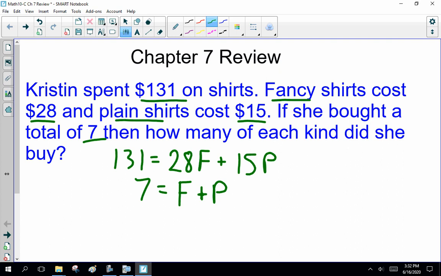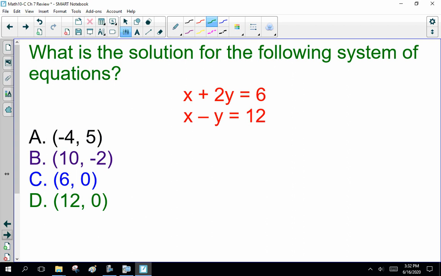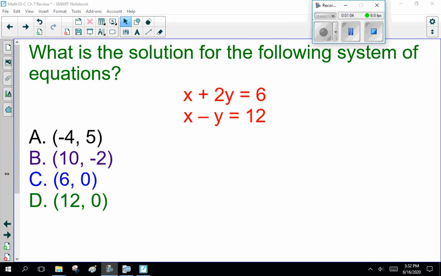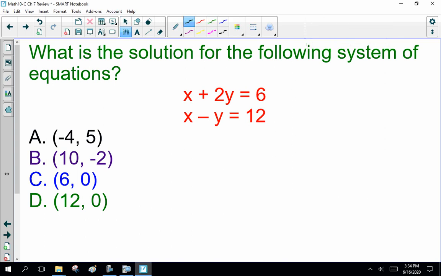Can we solve the equations? Yes, we can, but that's not what I want to do yet. Next thing I want to check is, if I give you possible solutions, can you check them? So, for example here, what's the solution for the following system of equations? 4 possible solutions. We're going to try them all. So, let's check each one of them.